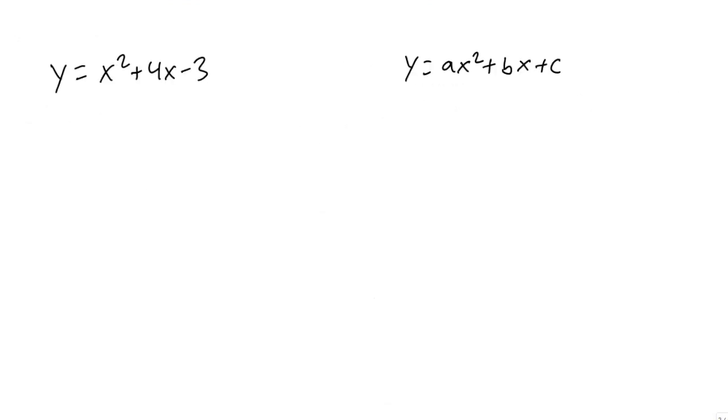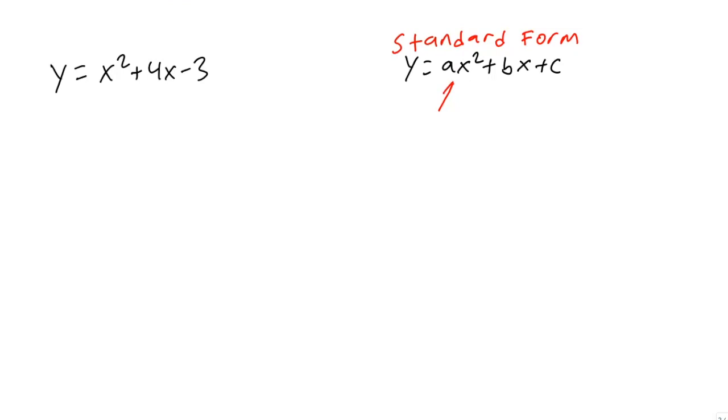All right, so we have two equations here. We have y equals x squared plus 4x minus 3, and we have y equals ax squared plus bx plus c. So the second one, y equals ax squared plus bx plus c, this is what we call standard form. This is the generic version of what you see on the left.